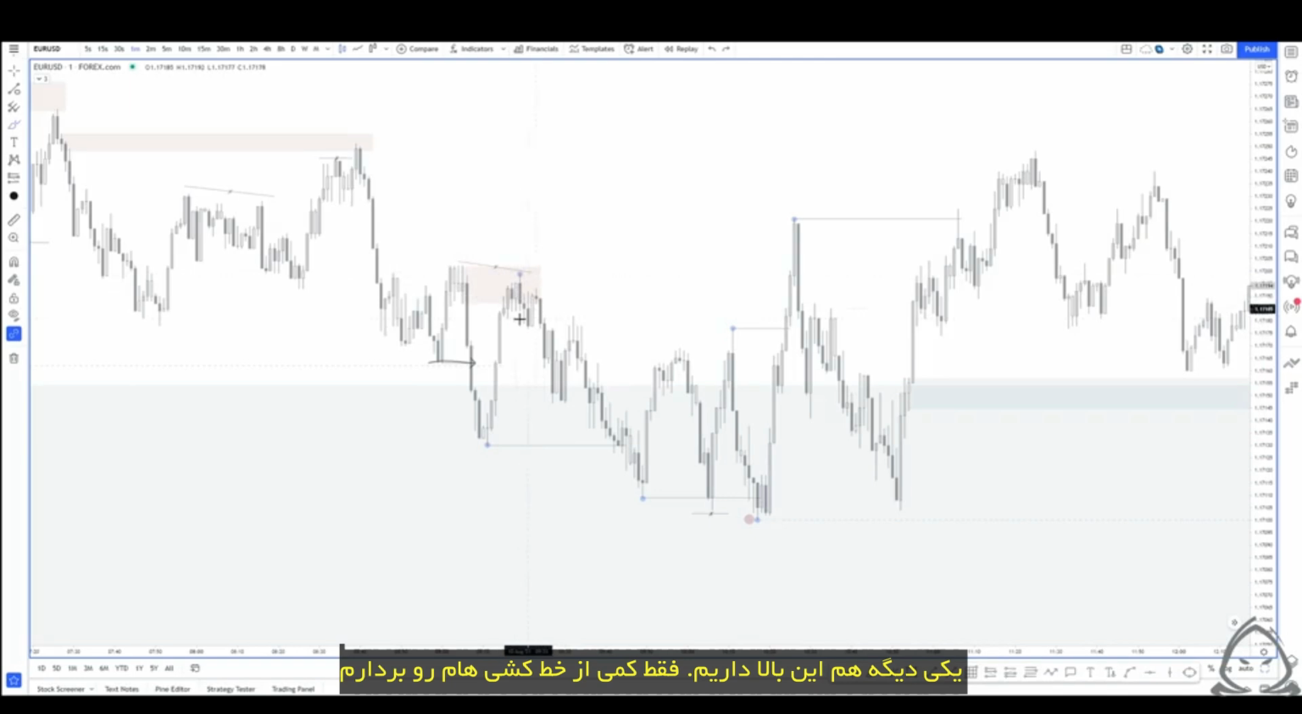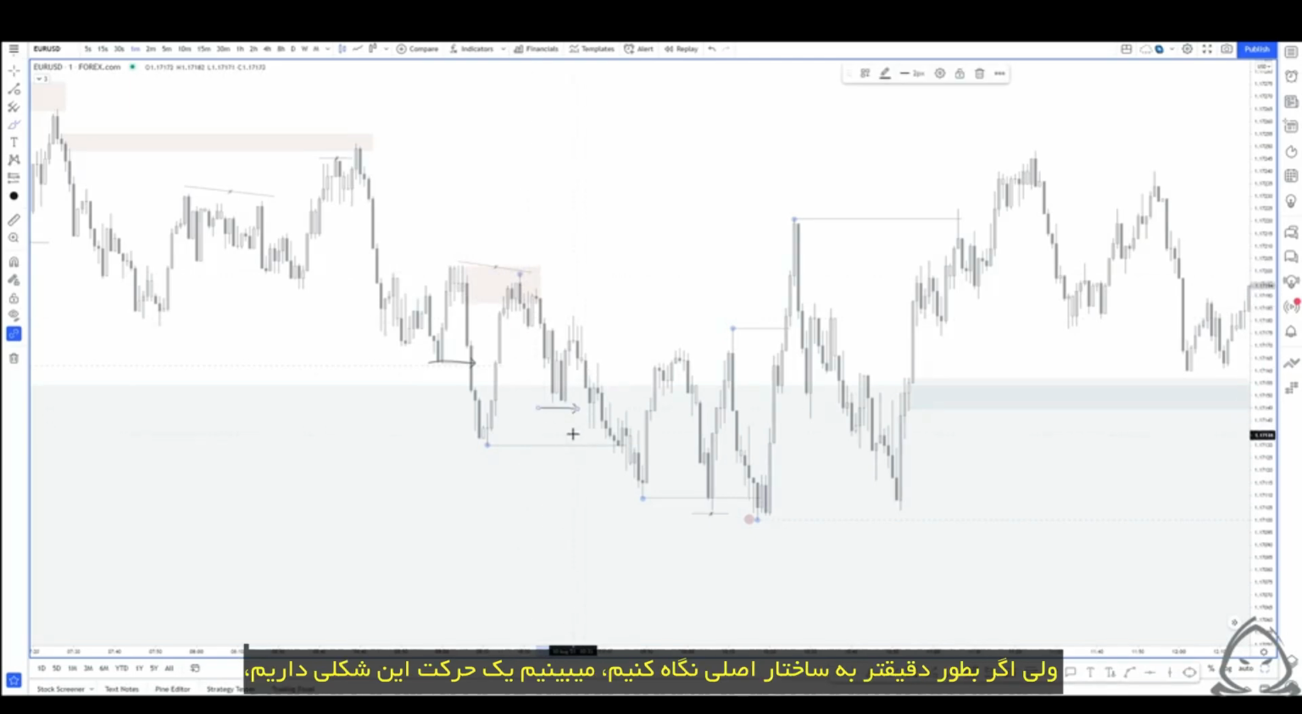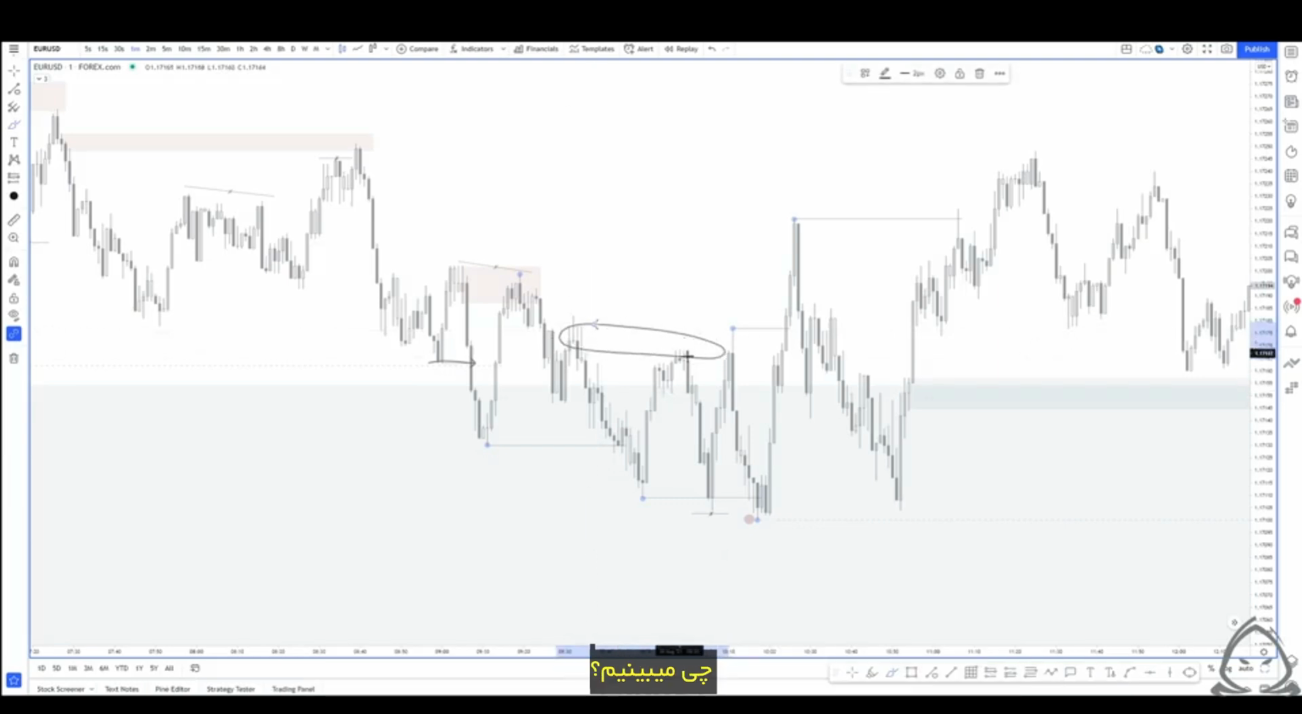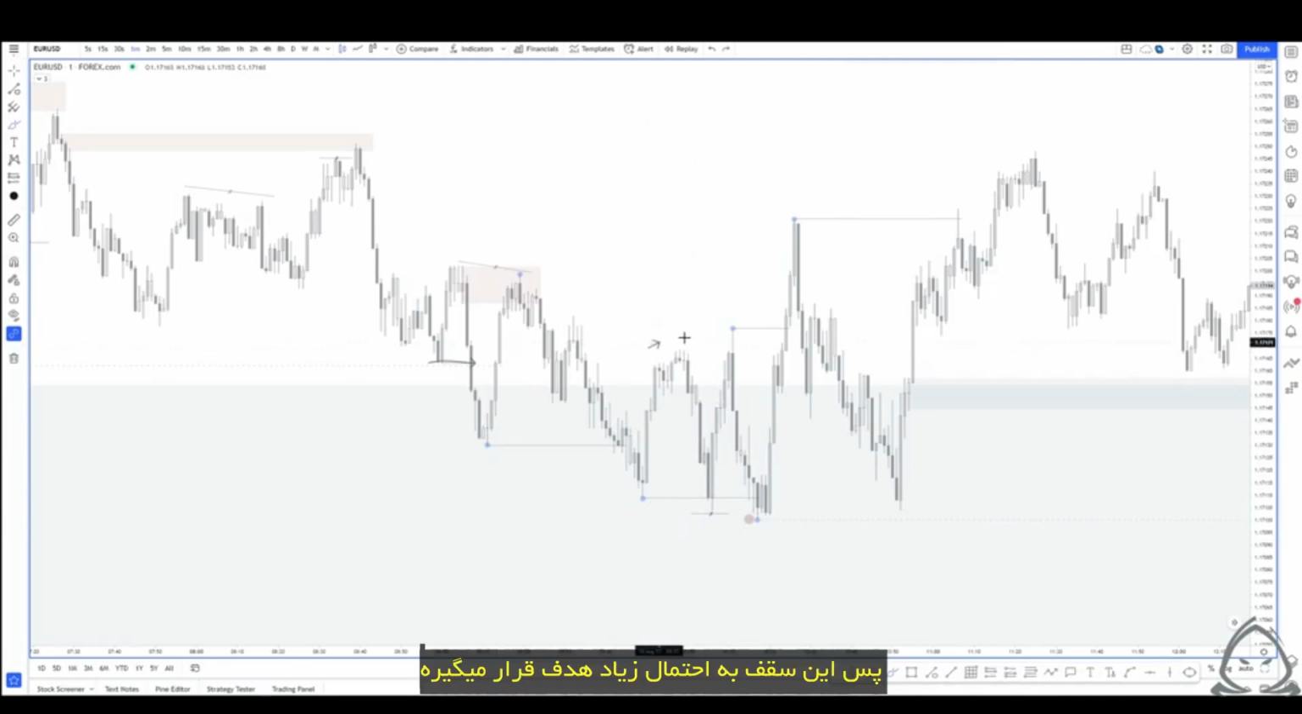If I just get rid of some of my markings, but more specifically, if we're just looking at true structure, we get something like that, a real push. So we'd be able to look at something like that. What do we see? We get a reaction, but not a follow through. We don't actually break this low. Therefore, this high is more than likely going to be targeted.